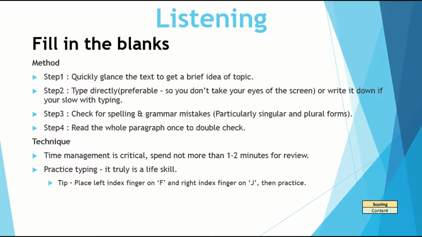Now, when I say spellings, different people use different kinds of spelling when it comes to particular words. For example, color. According to British English, the spelling of color is C-O-L-O-U-R. However, in the US, it's spelled as C-O-L-O-R.